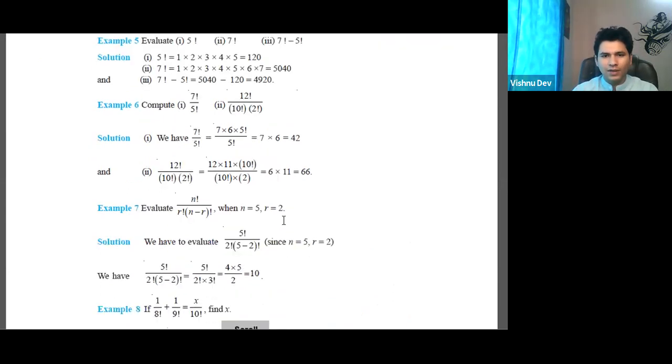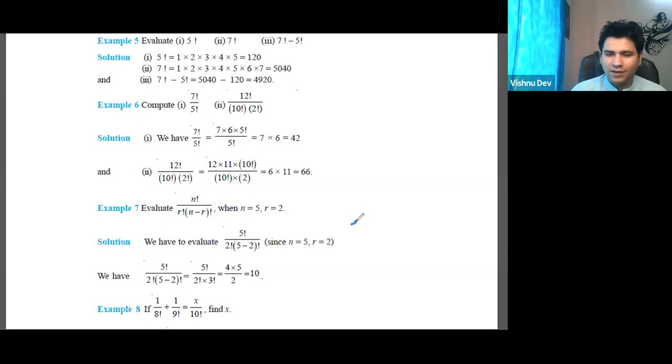So see, 10. Now, can you solve this? Let us see. I'll just help you guys. 8 factorial, think about it step by step. Which is bigger: 8 factorial, 9 factorial, or 10 factorial? 10 factorial. So can I write 10 and 9 in terms of 8? Can I write 9 factorial as 8 factorial into 9? And I write 10 factorial as 8 factorial into 9 into 10.